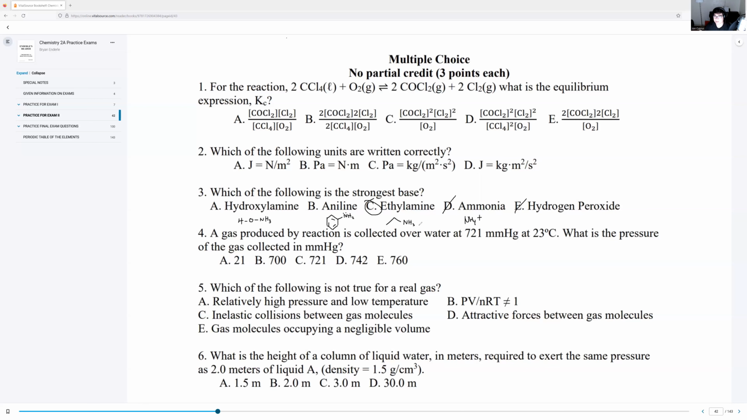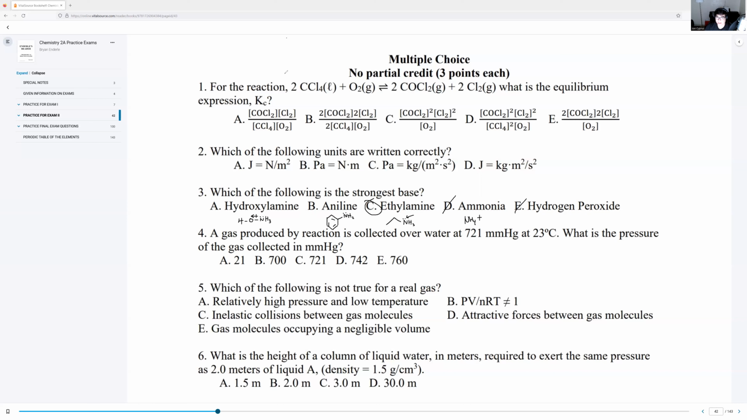Over here on A, it's next to O. And so you can imagine it's pulling some of the electrons towards the oxygen, a dipole moment. And so there is less electron density on the nitrogen, as opposed to the ethylamine. So the ethylamine has the most electron density on the nitrogen, and so this one is the strongest base.